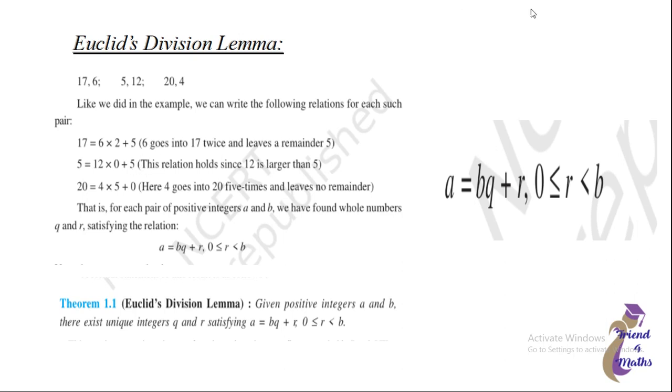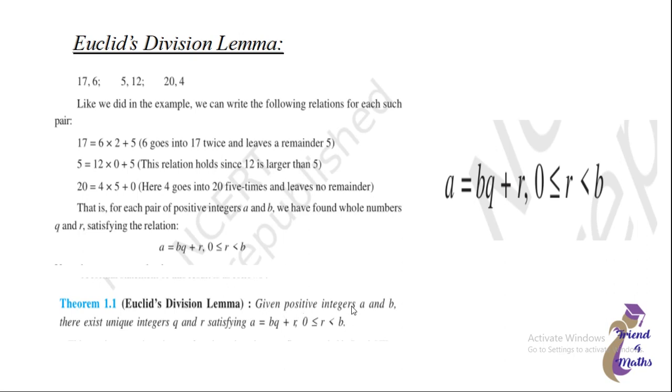Next is 20 and 4. 20 equal to 4 into 5 plus 0. 5 is the quotient when dividing 20 by 4 and 0 is the remainder. Like this, for any two numbers there comes this relation. That is the theorem here.